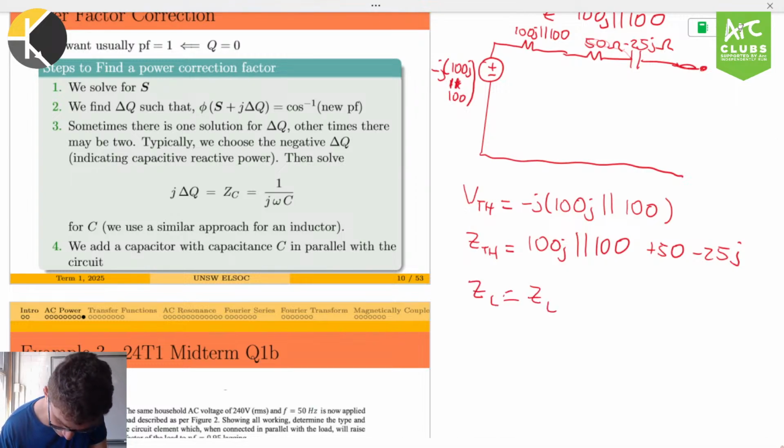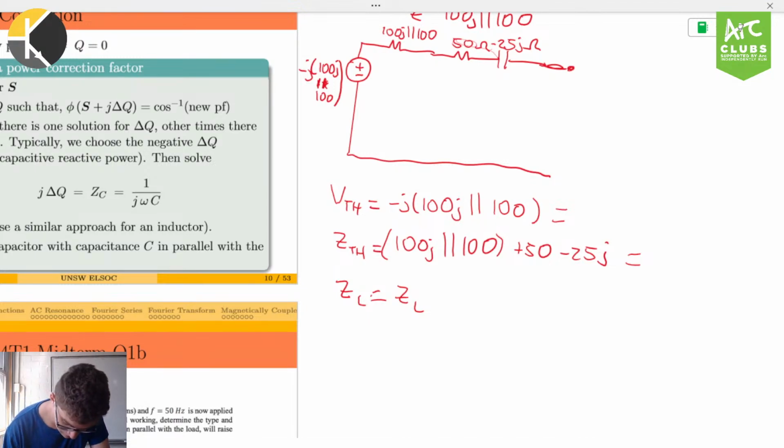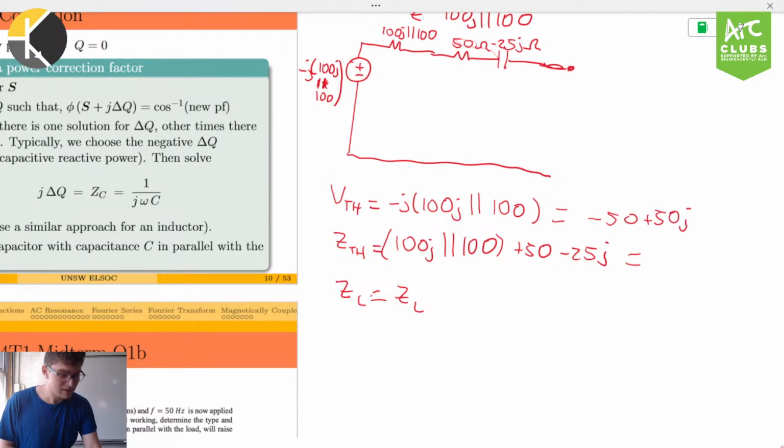Can somebody put that in their calculator? Everyone knows how to do this parallel thing? Everyone knows what that means. Can somebody give me both of these in complex form? Just VTH is minus 50 plus 50J. Easy. And I think ZTH is 100 plus 25J. Sorry? ZTH is 100 plus 25J. Those are nice numbers, which convinces me we're on the right track.